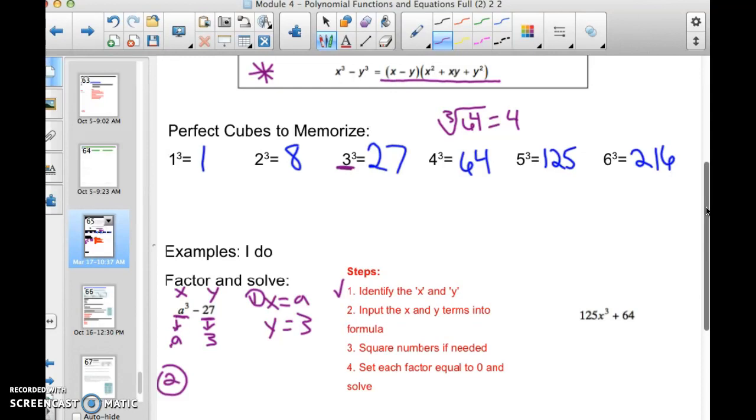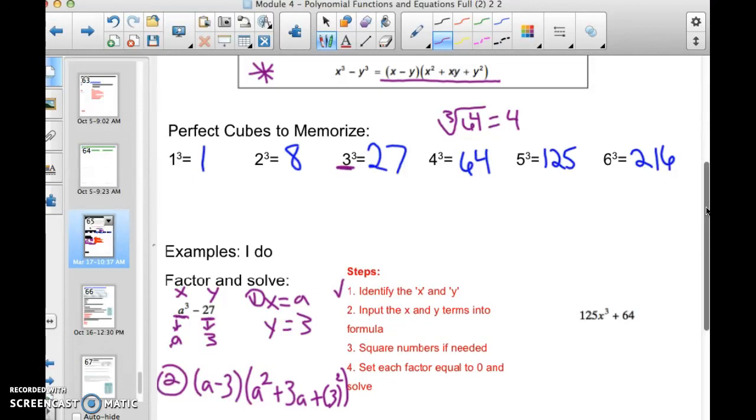Alright, so it's going to become not x minus y anymore, but my x is a, so I'm going to put a minus my y, which is 3, times x squared, in this case it's a squared, plus, now it says x times y, in that case it would be a times 3, but I always want to write the number before the variable, so it's going to be 3a, and then plus y squared. In this case, y squared, I'll put that in parentheses because we're going to actually have to do that math.